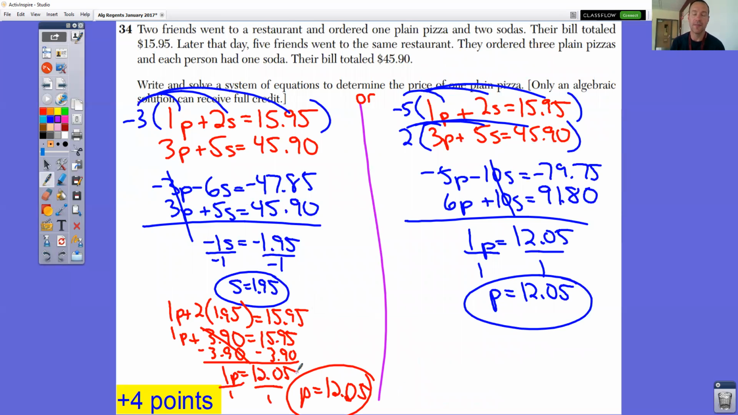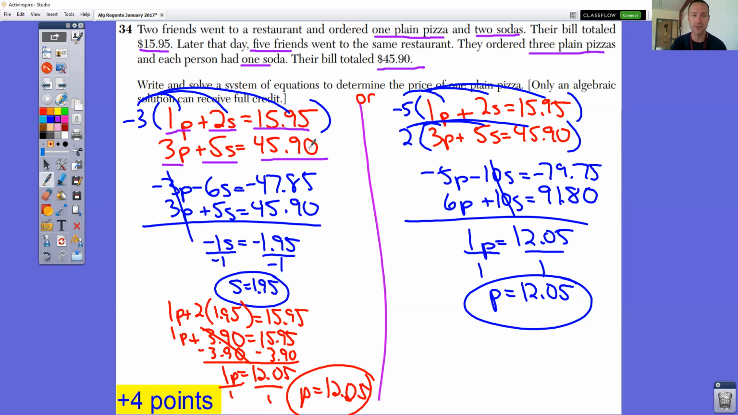In question number 34, we're going to set up a system of equations, and then solve for the 2 letters. It says 2 friends went to a restaurant and they ordered 1 plain pizza and 2 sodas, and their bill was $15.95. So 1 pizza, 2 sodas, $15.95. At the same restaurant, another group ordered 3 pizzas and each person had 1 soda. So 5 friends, so 5 sodas. Tricky part of that one, if you don't read the question, each person had 1. They're not just buying 1 soda. They're buying 5 sodas. So 3P plus 5S, and their bill was $45.90.